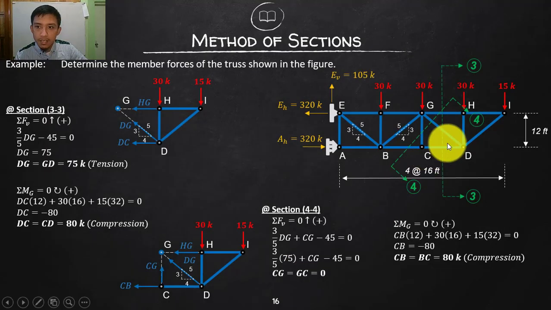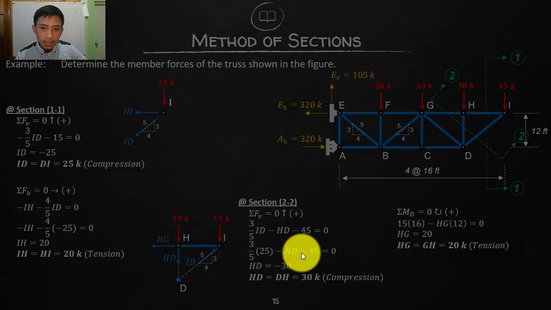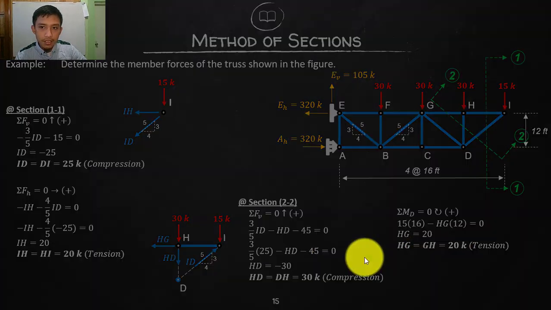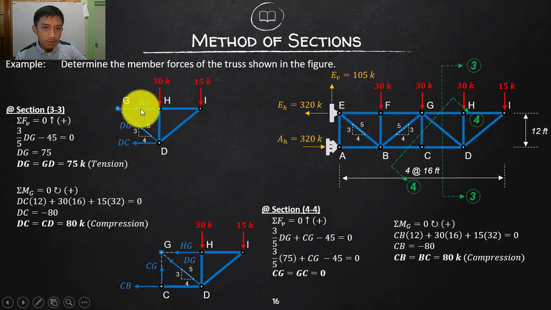I will create the next section, which will be my section 3, 3. Since I already know all of this, isn't it? If I cut, then I will be exposing two unknowns, which are your DG and then DC. I will consider the HD, we already saw that one a while ago, which is this one, tension. So that is to be going away, since that is tension. So my assumption again for the unknowns are all tensions.